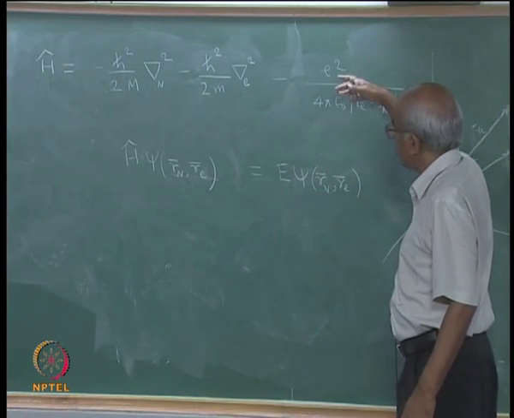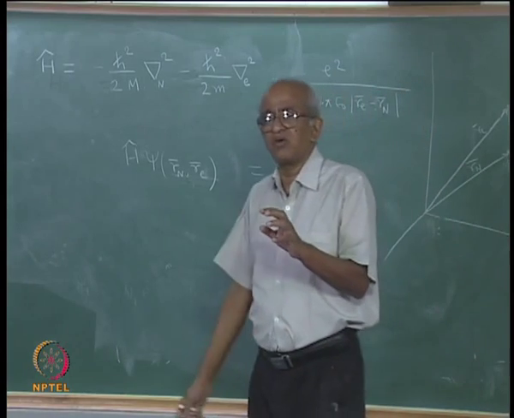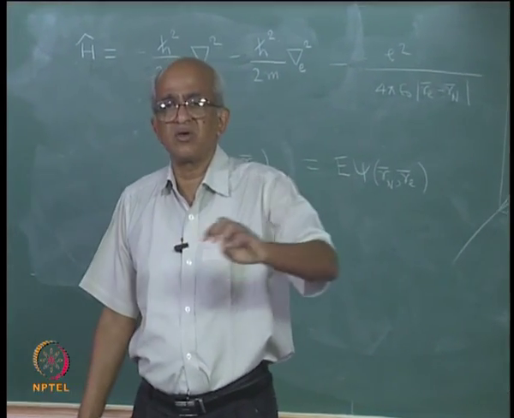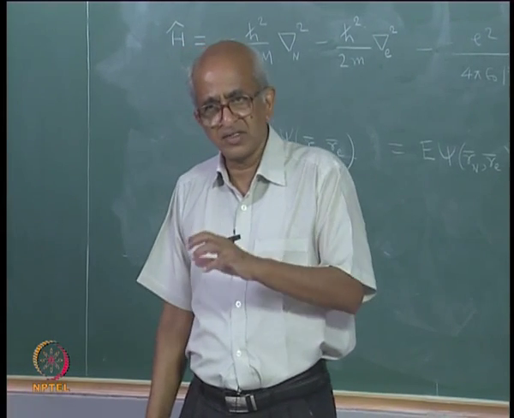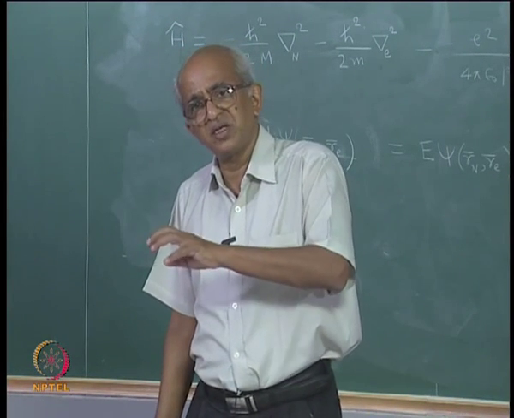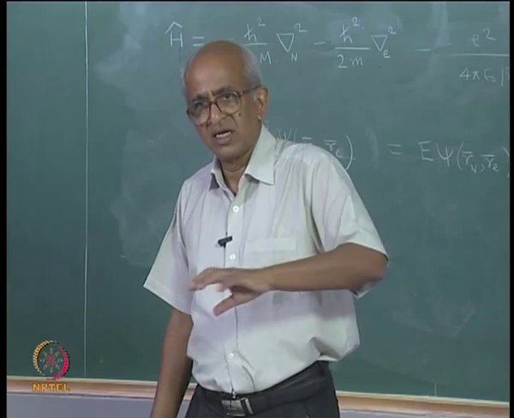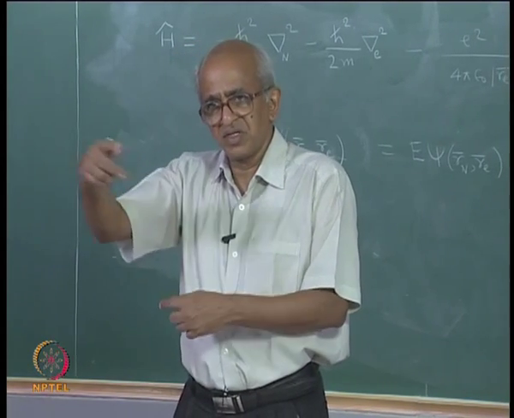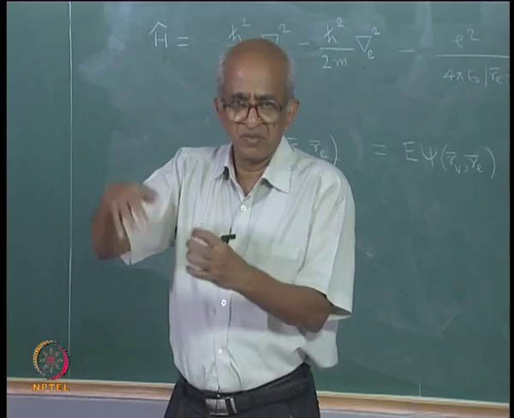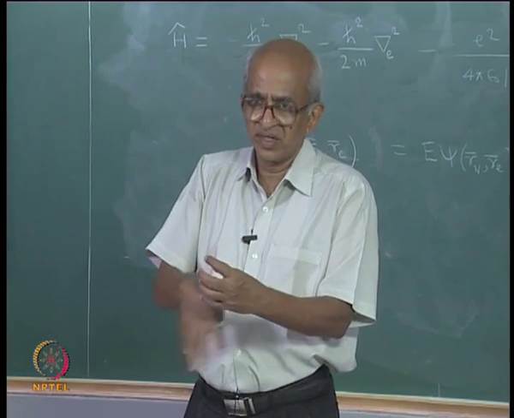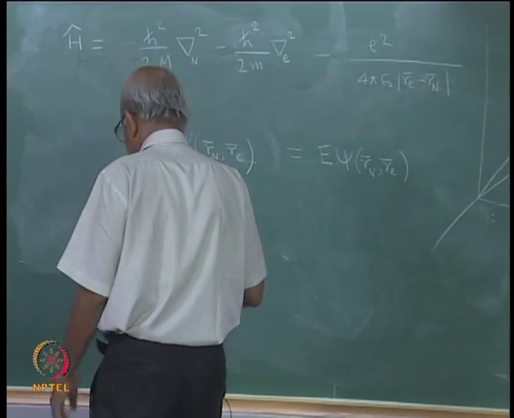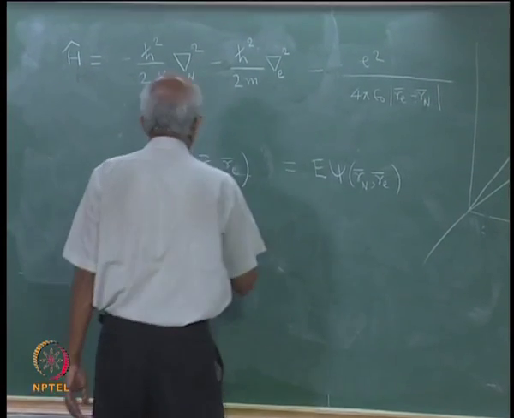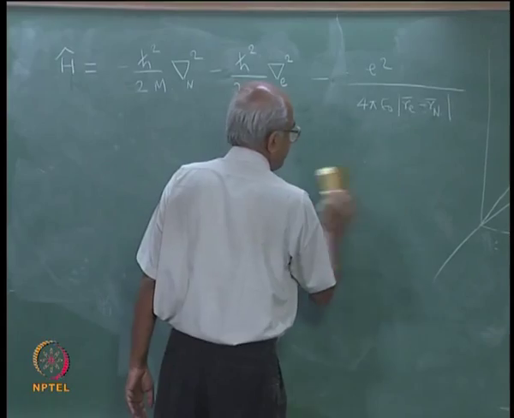So, therefore, what I will do is change over to what are known as center of mass coordinates and relative coordinates. Why? Center of mass coordinates will be the best for the description of translational motion, and relative coordinates will be best for the description of the motion of the electron with respect to the nucleus. Okay. So, how will you define the center of mass of the system is the first question that you would have.